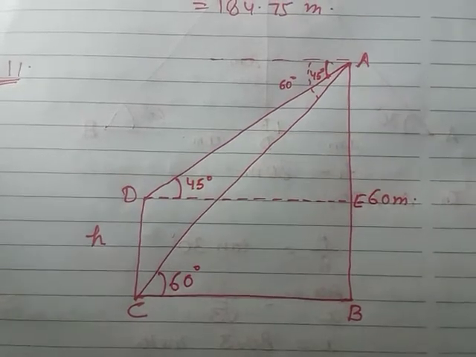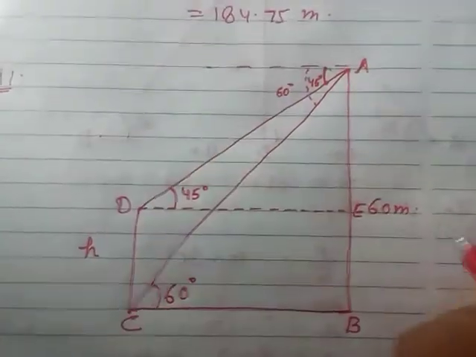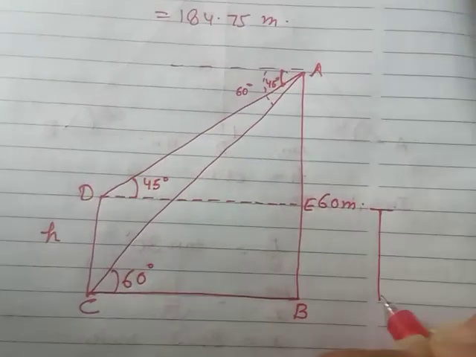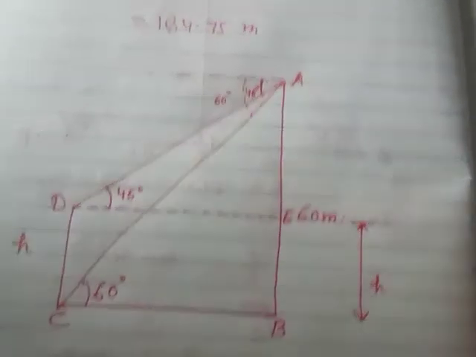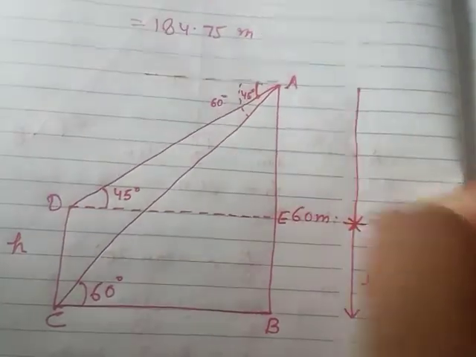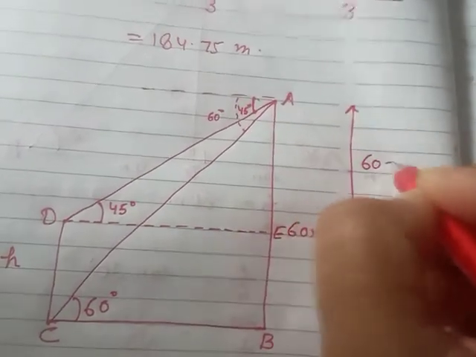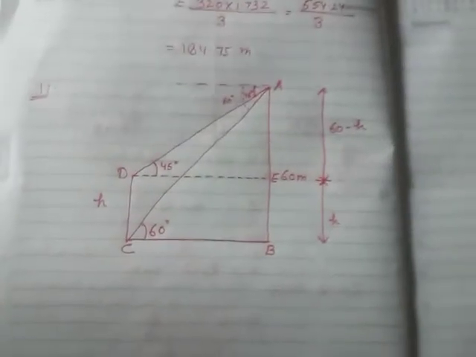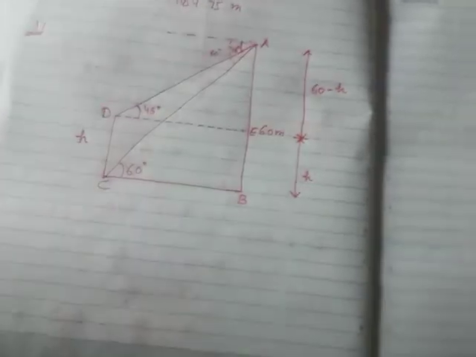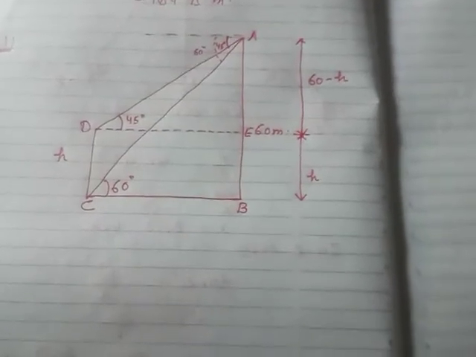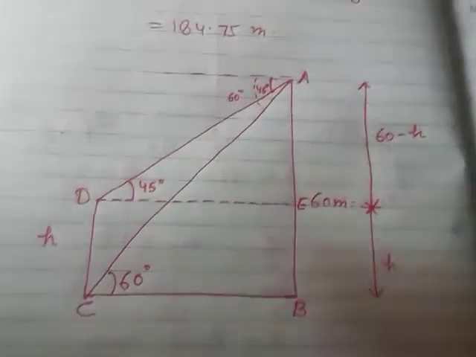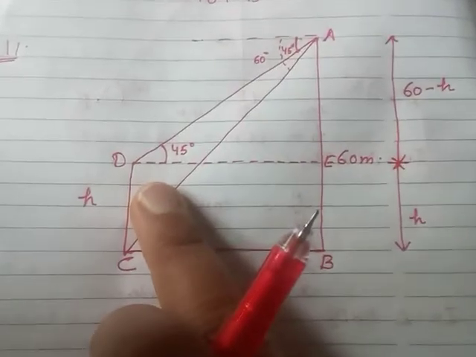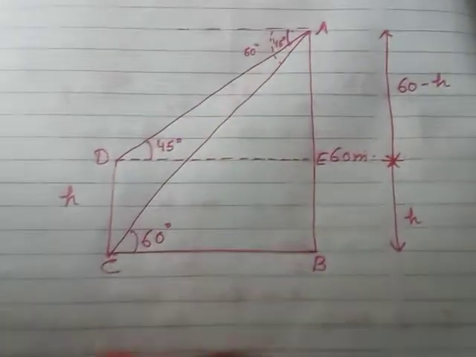Now what information do we have? That is 60 degrees, that is H. So here it will also be H, and the length remaining will be 60 minus H. These things you need to consider. Now what can we do? You will have to relate the two angles with the help of these two triangles. So take any one of the triangles.